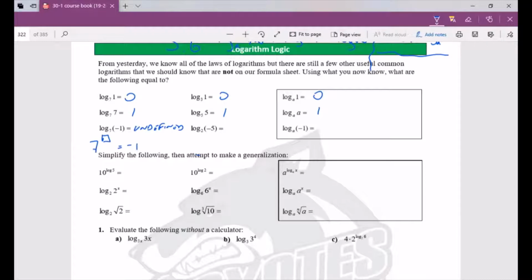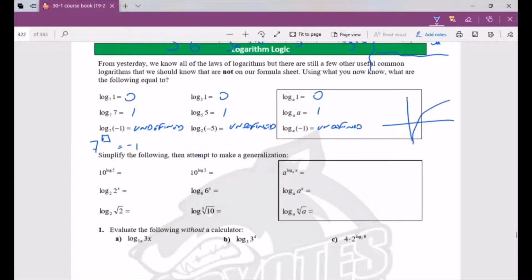Logarithm of -5 base 2. 2 to the what is -5? It never is. Undefined. And in fact, the logarithm of negative anything base a is always undefined. We could also look at that with the graph of logarithm.